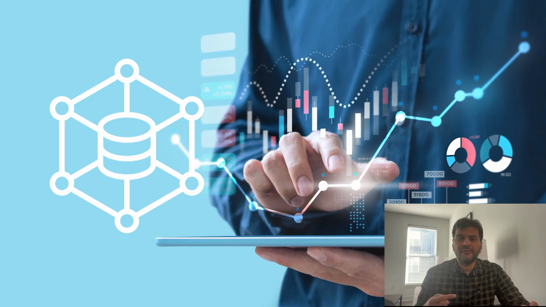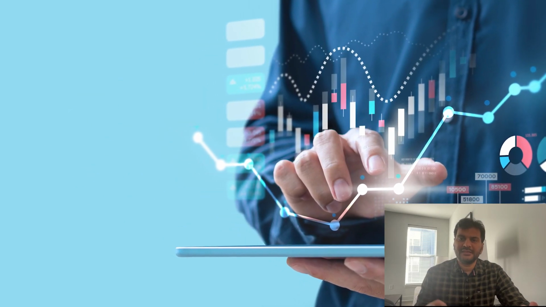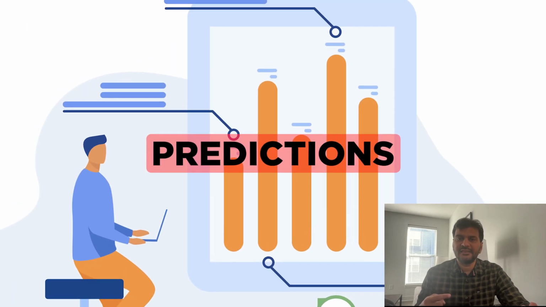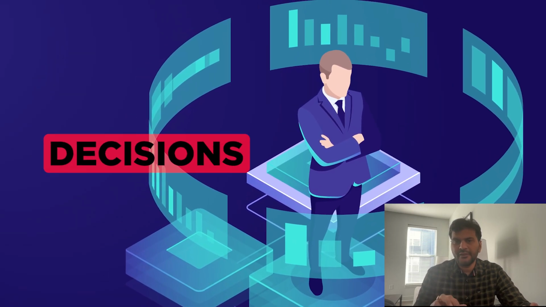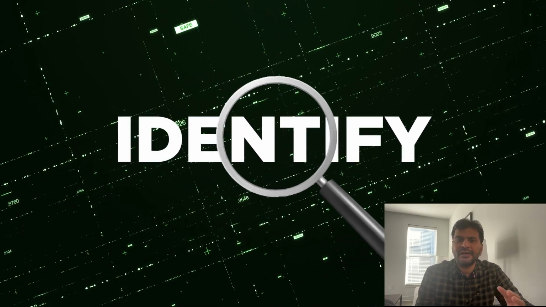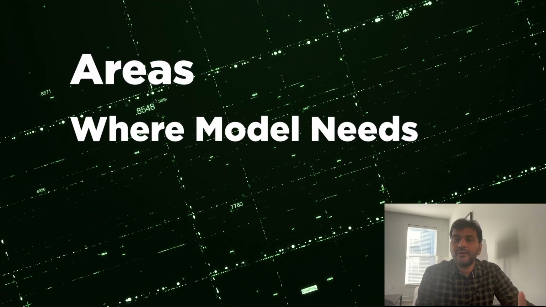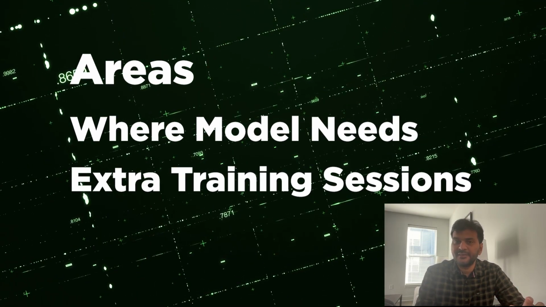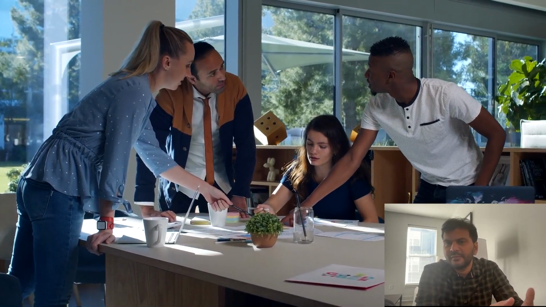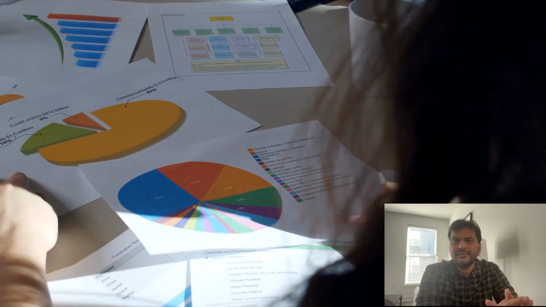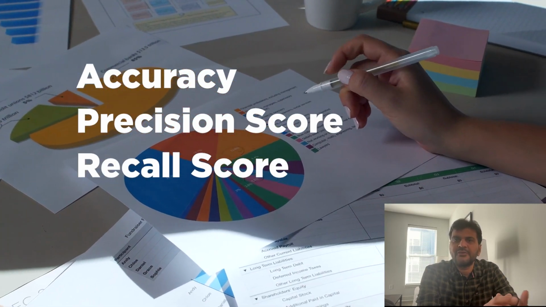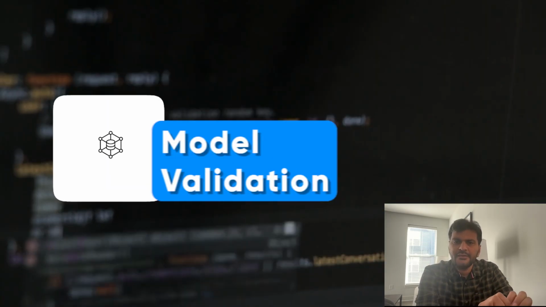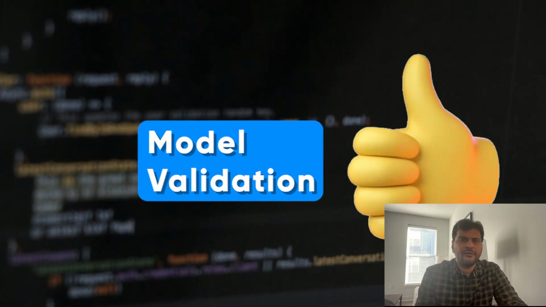Model evaluation provides insights into how well the AI system can make predictions or decisions based on new data. This will identify the areas where your model might need some extra training. And as I said, there are performance metrics. You have to use various evaluation metrics like accuracy, precision score, and recall score based on the nature of the application. So this is pretty much about evaluating the model.